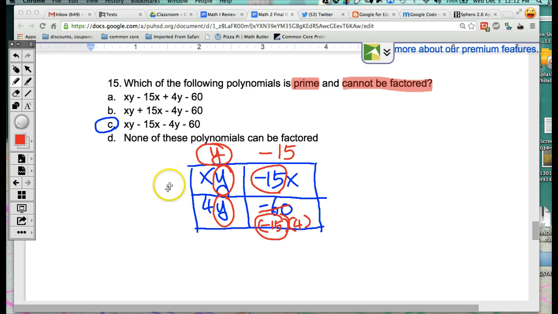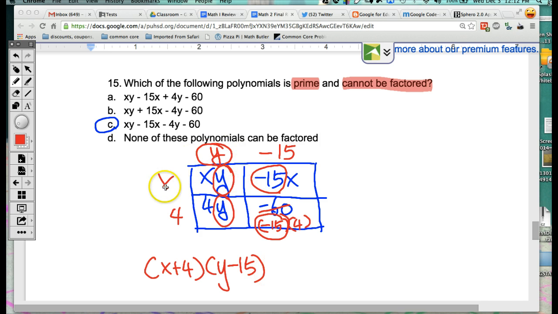Now I'm going to come down here to the side. And I'm going to look at xy and negative 15x. What do I see in common? The x. Now down here, I'm standing here, I'm looking sideways. I have 4y and negative 60, which is the same as negative 15 times 4. What do I have in common? 4. Okay, so then now we are done. What is my factored form? It's going to be x plus 4 times y minus 15.